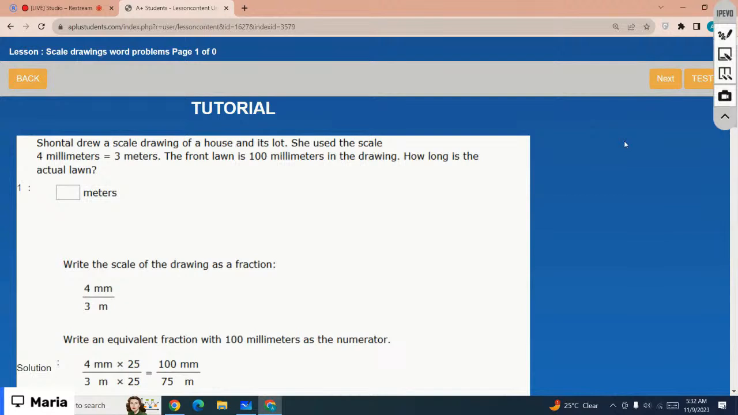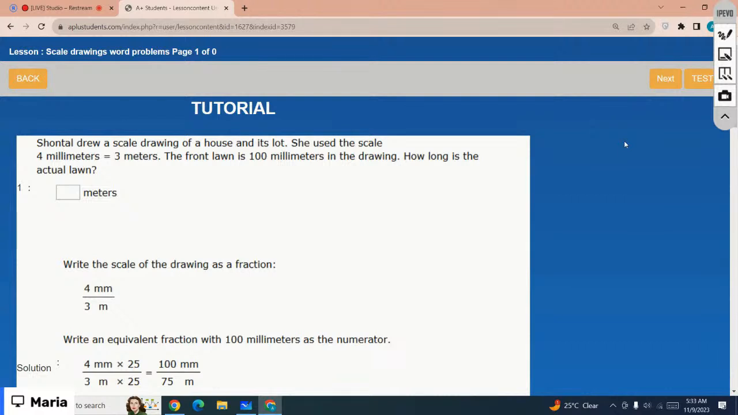So you are given 4 millimeters to 3 meters, right? So just form 4 over 3, and now you have the front lawn is 100 millimeters, right? So multiply the numerator and denominator by a value that makes 4 times the number equal 100, right? 4 times 25 is 100, so multiply both numerator and denominator by 25. Basically you have to calculate the equivalent ratios here, right?